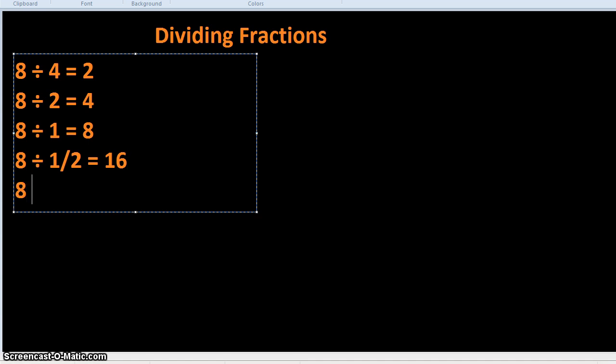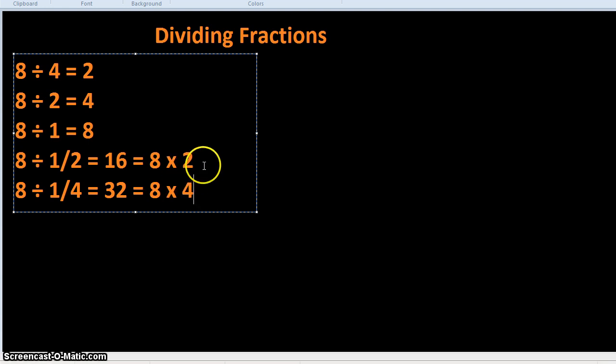I'll do another example. 8 divided by a quarter. That is actually 32. And I'll try and explain why. 16 is 8 times 2. 32 is 8 times 4.